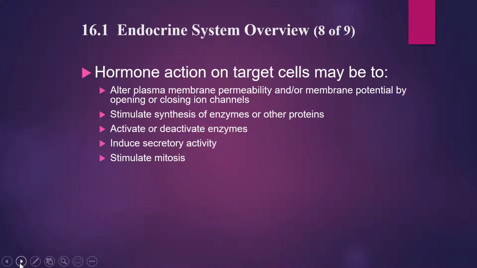Hormone action on target cells may be to alter plasma membrane permeability or membrane potential by opening or closing ion channels. They stimulate the synthesis of enzymes or other proteins. They activate or deactivate enzymes, they induce secretory activities, and they also stimulate mitosis.